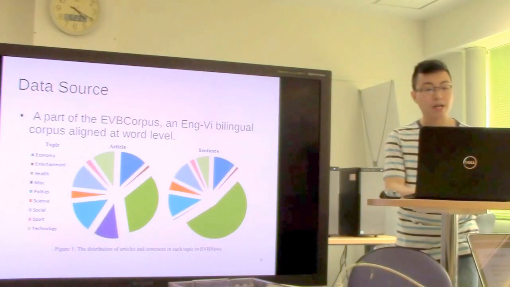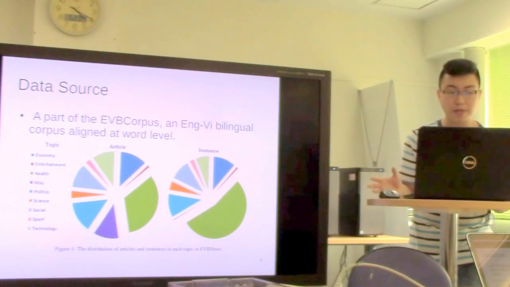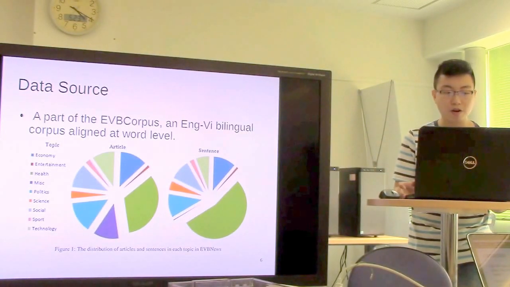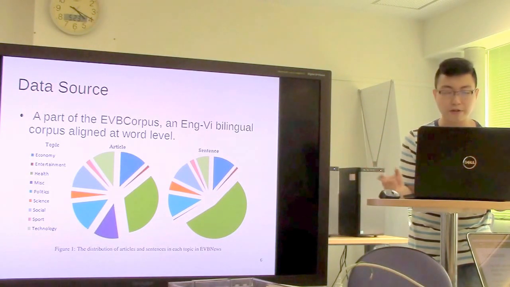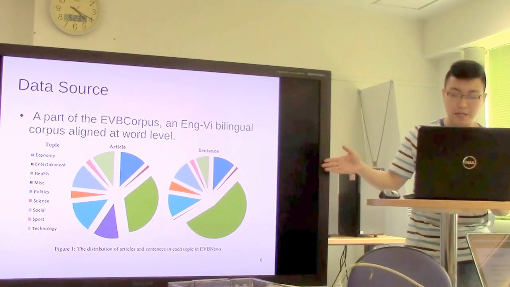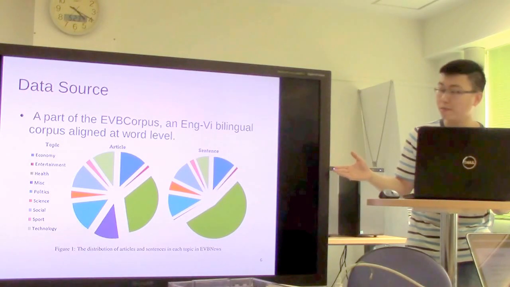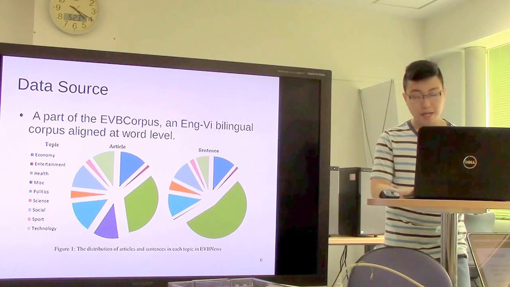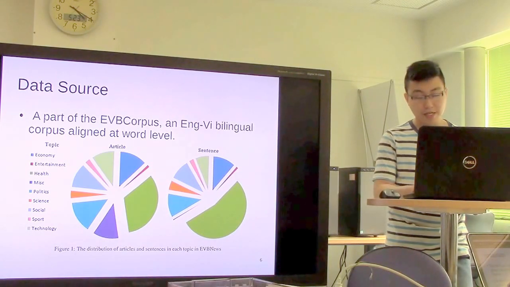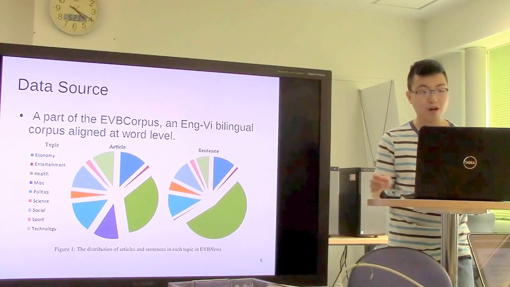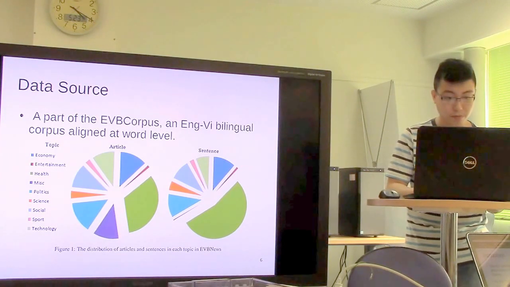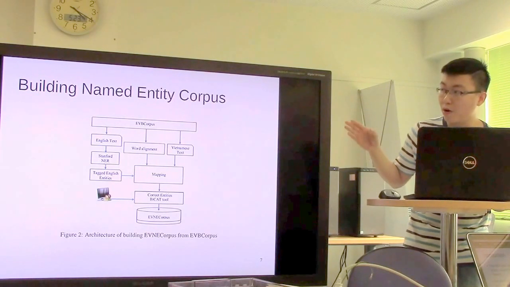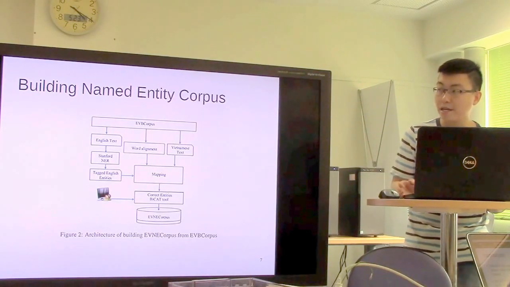And the data source is a part of the EVB corpus, an English-Vietnamese bilingual corpus aligned at the word level. This figure is the distribution of articles and sentences in each topic in the EVB news, a part of the EVB corpus. And this is the workflow for building the entity corpus.